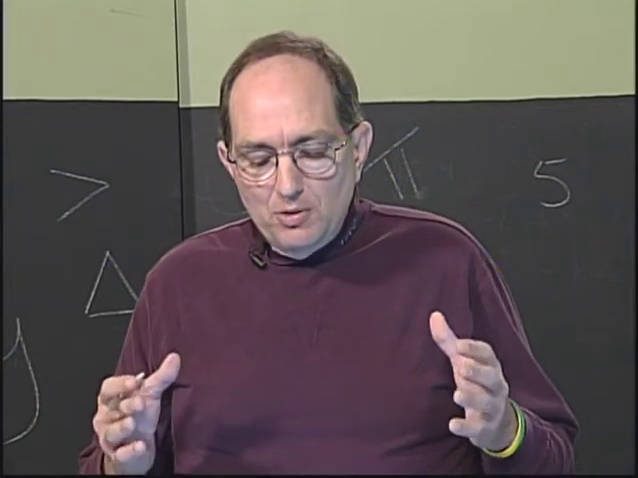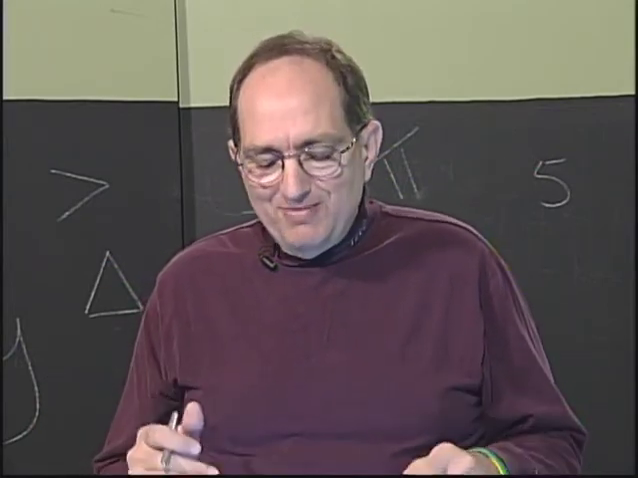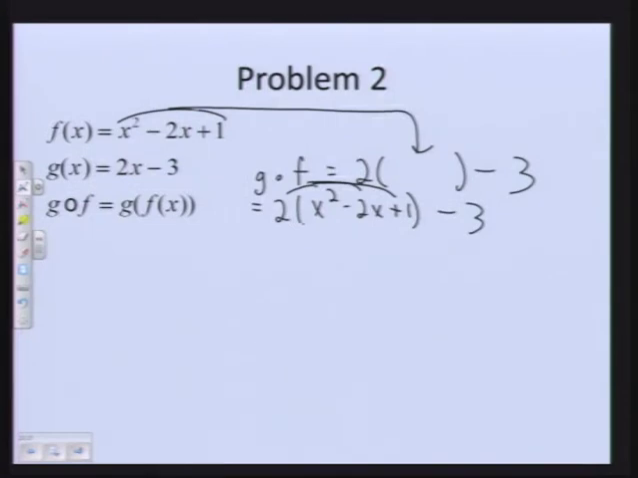So you have to watch out as you do this to make sure that you do the distribution correctly. So we get 2x squared minus 4x plus 2. That's distributing the 2 completely. But now don't forget the minus 3. It's kind of out there, doesn't have a change, but we have to include it. Now we're ready to write our final answer, 2x squared minus 4x minus 1. And that is g circle f.